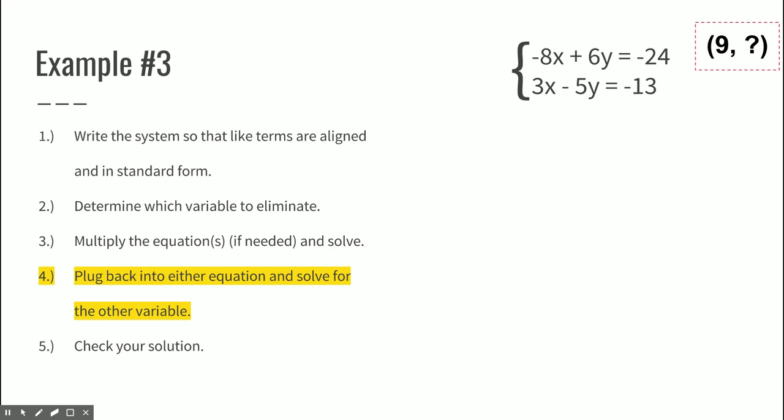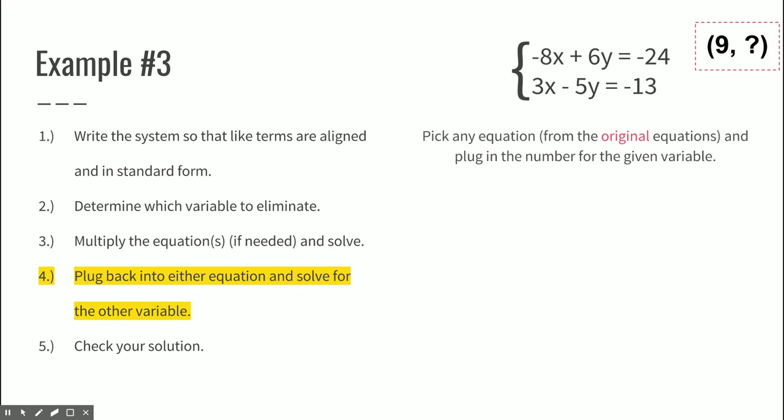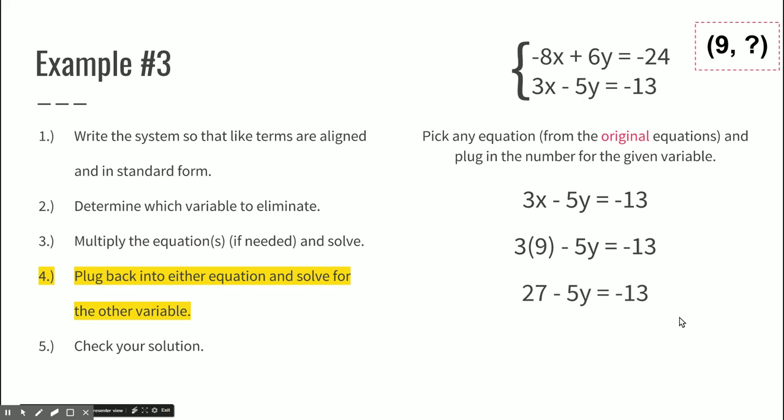Now we need to plug in 9 to either of those equations and solve. And I think the bottom one just looks a little bit nicer. So I'm going to plug 9 into x, and 3 times 9 is 27. I need to subtract 27 from both sides, which will give me negative 40, because the signs are the same. Divide by negative 5 on both sides, and that should not be x equals 8, but y equals 8.